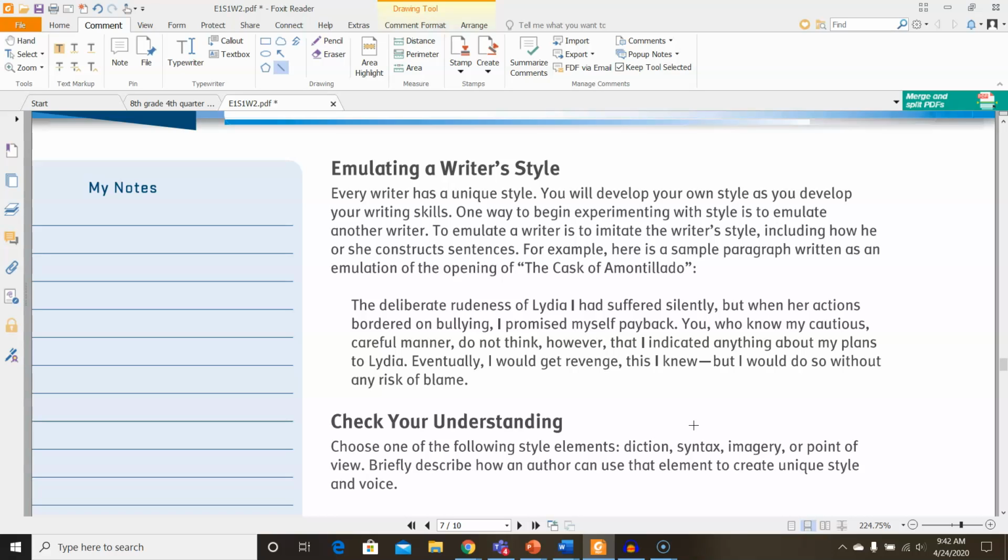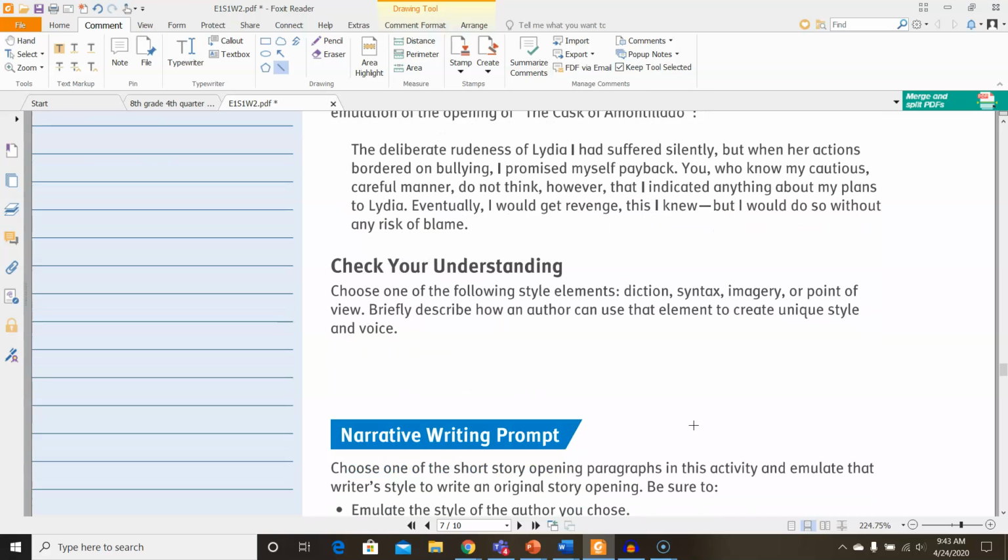For example, here is a sample paragraph written as an emulation of the opening of The Cask of Amontillado. The deliberate rudeness of Lydia I had suffered silently, but when her actions bordered on bullying, I promised myself payback. You, who know my cautious, careful manner, do not think, however, that I indicated anything about my plans to Lydia. Eventually, I would get revenge, this I knew, but I would do so without any risk of blame. So that person basically rewrote that same introduction using different words, but the same exact style.